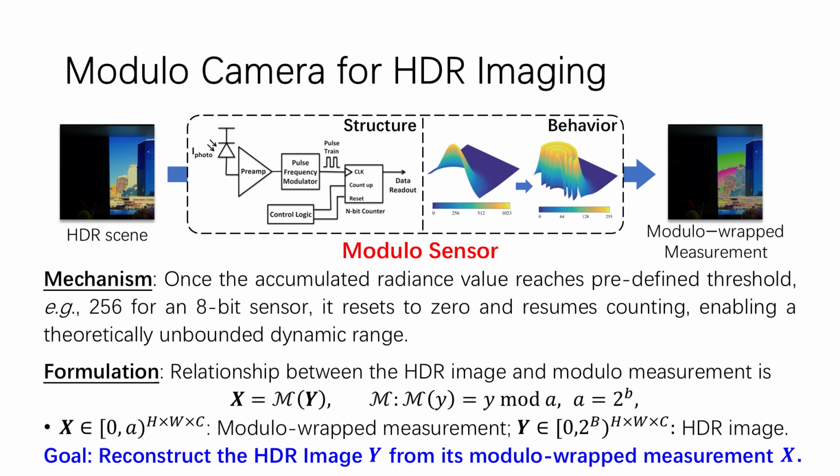A modulo camera records the least significant bits of the irradiance signal. Specifically, when the accumulated count reaches a predefined threshold, such as 256 for an 8-bit sensor, it resets to 0 and resumes counting. This periodic wrapping enables a theoretically unbounded dynamic range. The relationship between the HDR image and modulo measurement can be formulated as X equals the modulo version of Y, where X and Y represent the modulo wrapped measurement and the HDR image, respectively. The goal of modulo HDR is to recover Y from X.